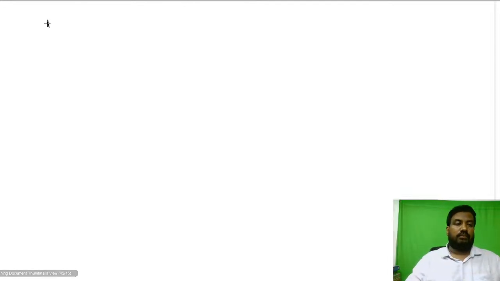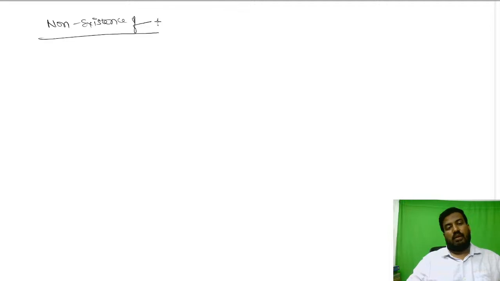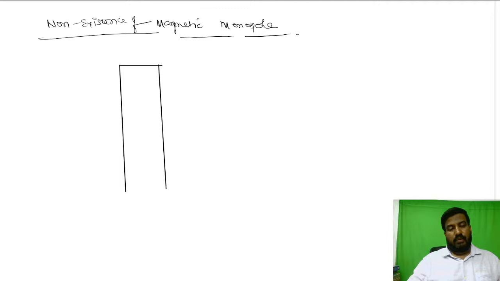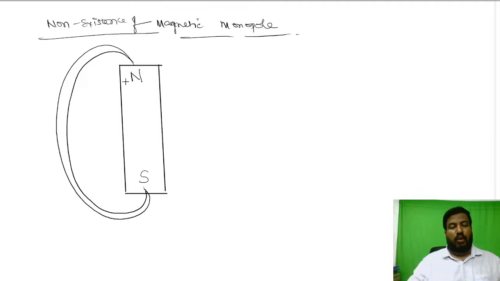Then we'll go for non-existence of magnetic monopole. That means a magnet always has two poles. A single pole cannot exist. That means it has two poles, north pole and south pole. And we know the magnetic flux lines will move from north pole to south pole.